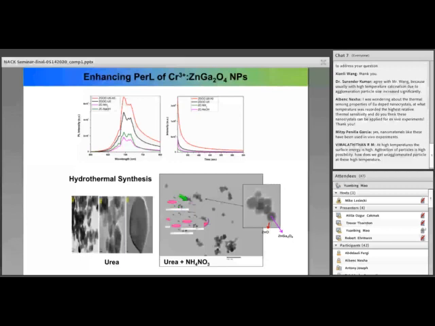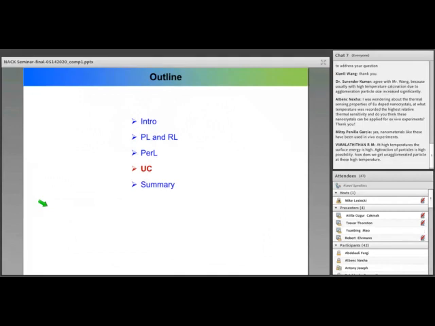But we got these nanoparticles, and especially when we use these two chemicals, urea and ammonium nitrate, what we see is what we call core-shell nanoparticles. And we believe the core is very helpful to eliminate the surface defects. So that's why we see this better persistent luminescence performance.